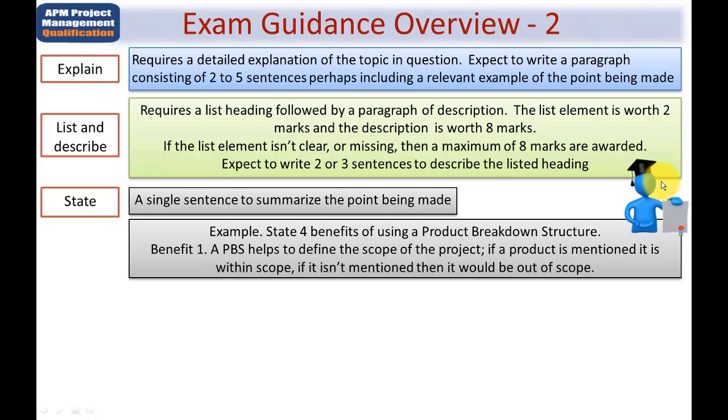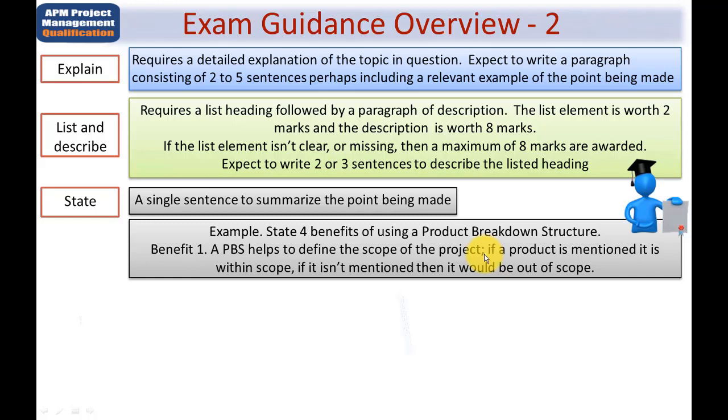A product breakdown structure, and by the way, in the exam, at least once make sure that the examiner knows that this stands for a product breakdown structure, helps to define the scope of the project. If a product is mentioned, it is within scope. If it isn't mentioned, then it would be out of scope. So in a very simple sentence here, notice I'm using a semicolon here, as it's a nice way of answering a question fairly quickly.